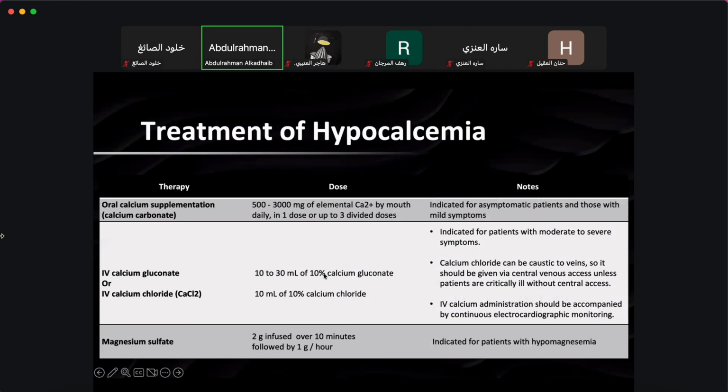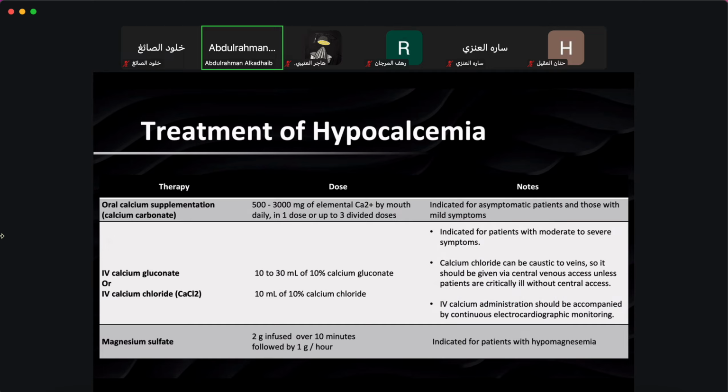So, last slide, we'll talk about the treatment of hypocalcemia. Usually we can treat it with several options, including either oral replacement or IV replacement. Usually we go for oral calcium replacement in patients with asymptomatic hypocalcemia or patients with very mild symptoms, and we usually go for IV calcium replacement for patients with severe or moderate symptoms.